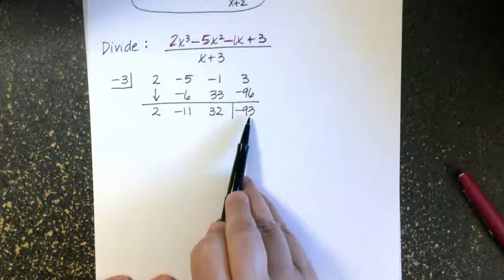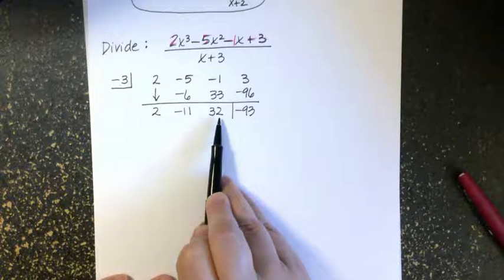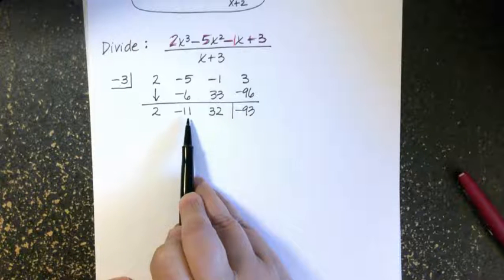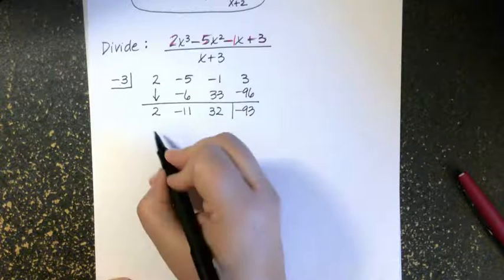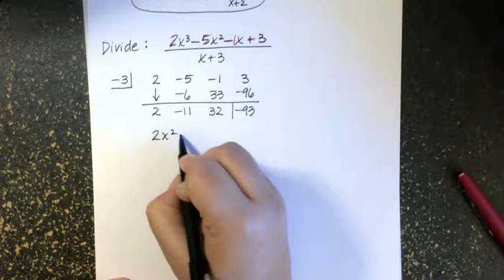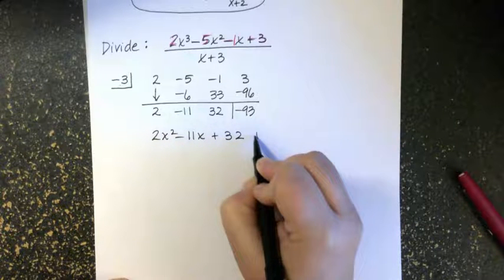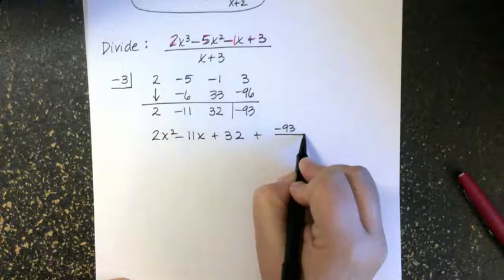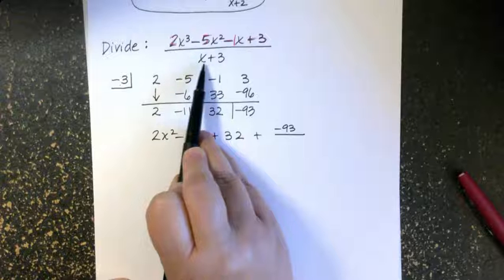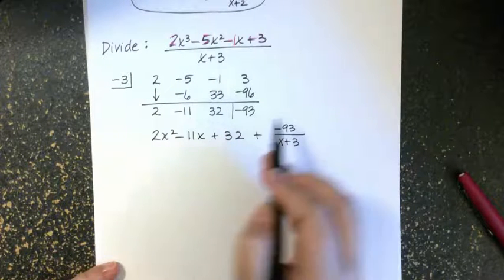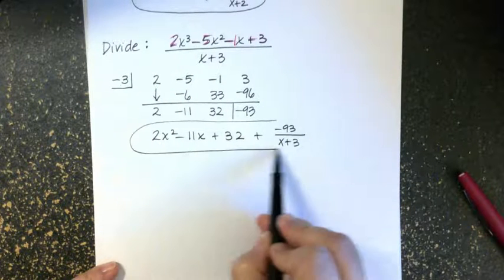This is the remainder. This is the constant term, or like x to the 0. This is x to the first. This is x to the second. So 2x squared minus 11x plus 32 plus negative 93 over what I was dividing by, the divisor. And that is my answer.